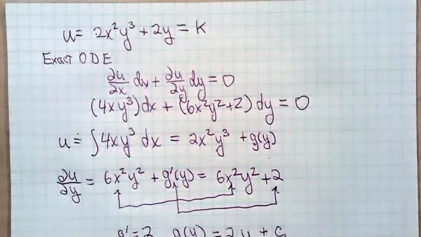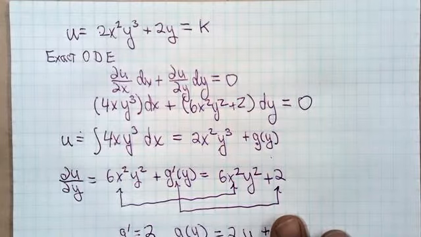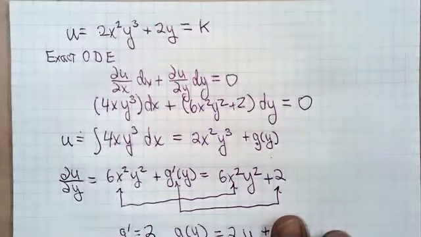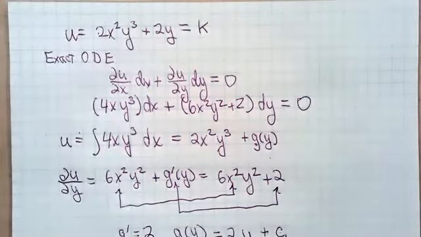So there's the solution. Do be careful. There's a tendency when people start with this method that they'll get back to the conclusion, oh, here, u is equal to 2x squared y cubed plus 2y, and they stop. So close, but not quite the solution of the ODE. The solution to the ODE is u equals a constant.